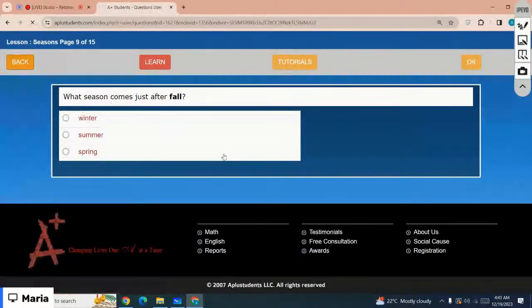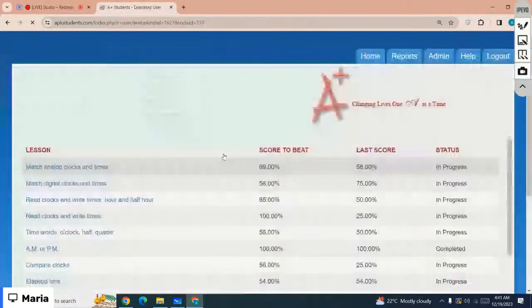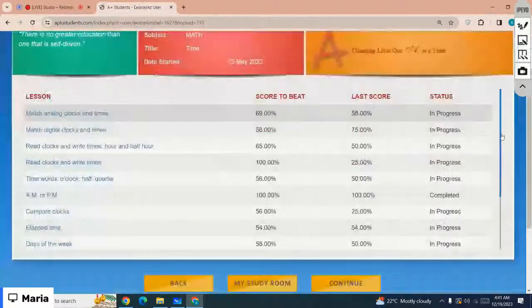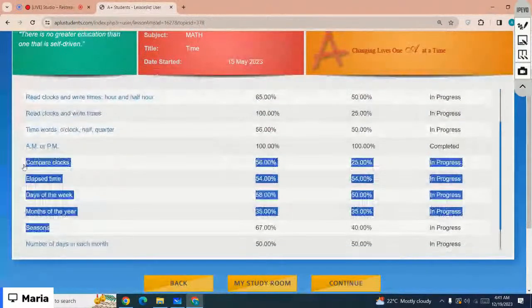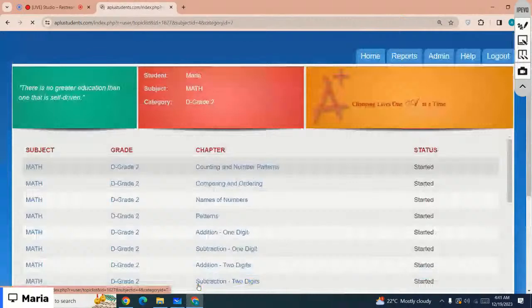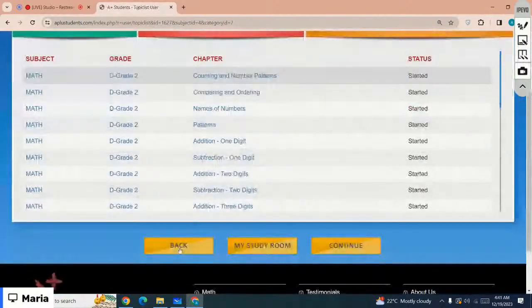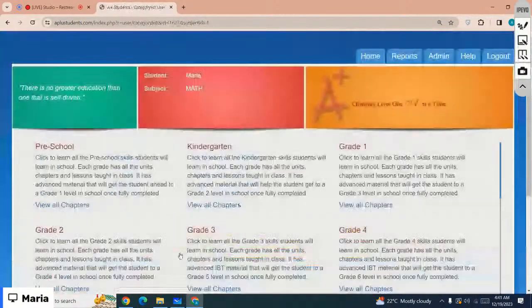So we were working on grade 2 math. The chapter we were working on is time, and the lessons we have covered today are compare clocks, elapsed time, days of the week, months of the year, and seasons, right? So please make sure before the next session you complete all the practice questions for the lessons we did today. If you need more help with any of the lessons, you can contact any tutor on Skype.